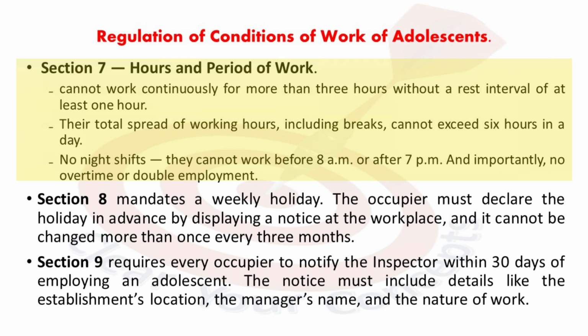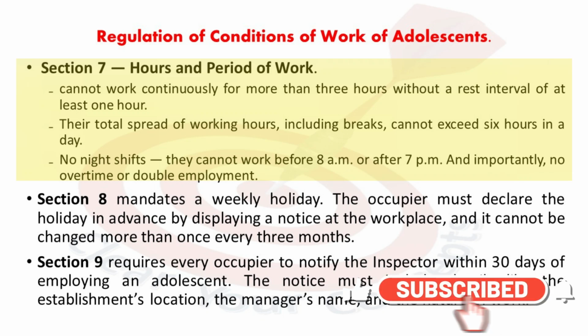The law ensures that adolescents are not overworked. For instance, they cannot work continuously for more than 3 hours without a rest interval of at least 1 hour. Their total spread of working hours, including breaks, cannot exceed 6 hours in a day. Also, no night shifts, they cannot work before 8 am or after 7 pm, and importantly, no overtime or double employment. So, if a 16-year-old is working in a printing press from 9 to 3, he cannot take up another shift in a different establishment on the same day. This protects them from exploitation.